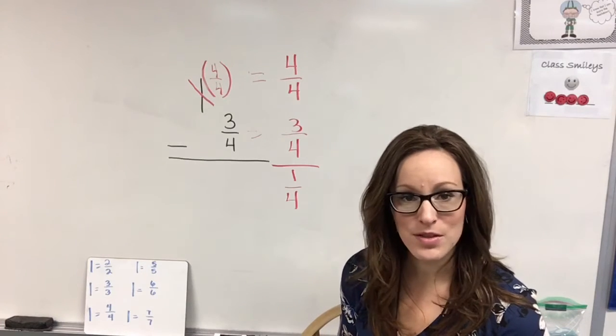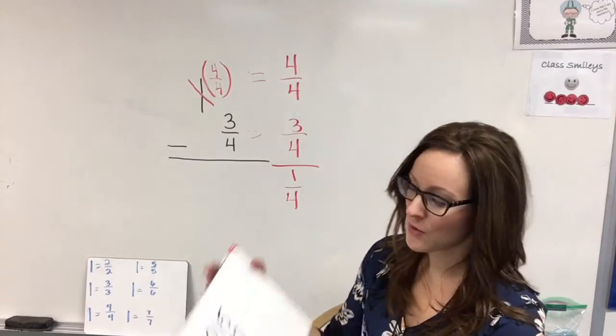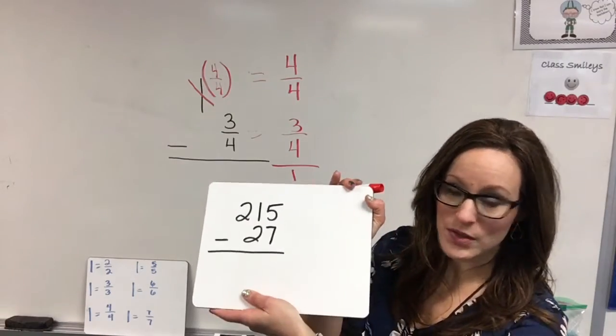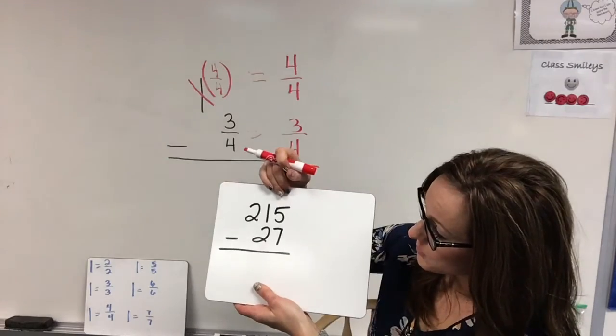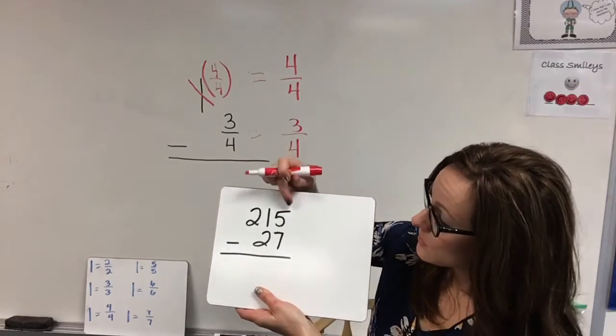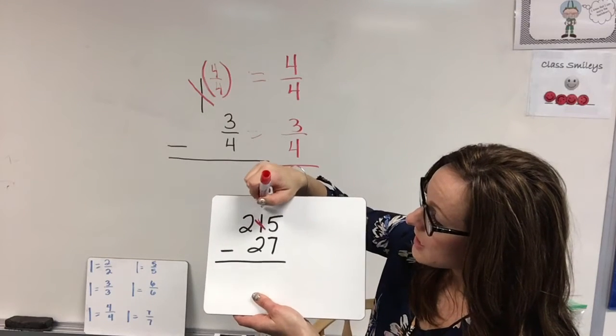This may seem kind of tricky to you, but I want to simplify this and let you know that it's really not that much different than subtracting with borrowing with whole numbers. So if you take this problem, for example, 215 minus 27. In order to complete this problem, I have to borrow. I can't do 5 minus 7 in the ones place, so I have to come over to the tens place and borrow.